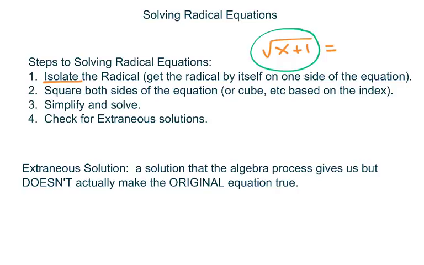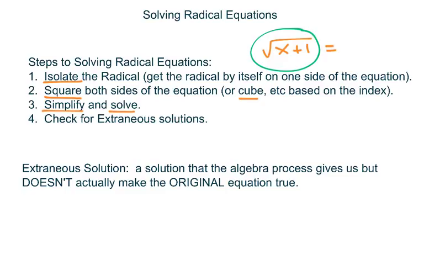The next thing we are going to do is square both sides. Now when I say square, that's because most of the equations we do are going to be the square root functions. But if it's a cube root, you will cube both sides. If it is a fourth root, you will raise both sides to the fourth. Then we are going to simplify and solve.